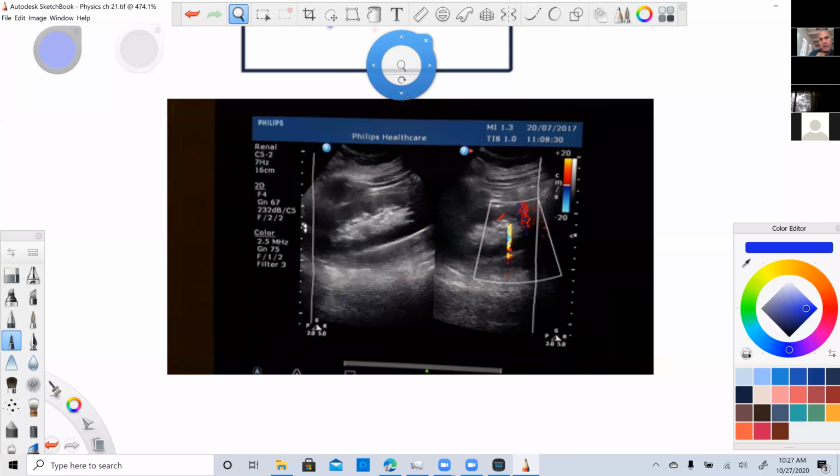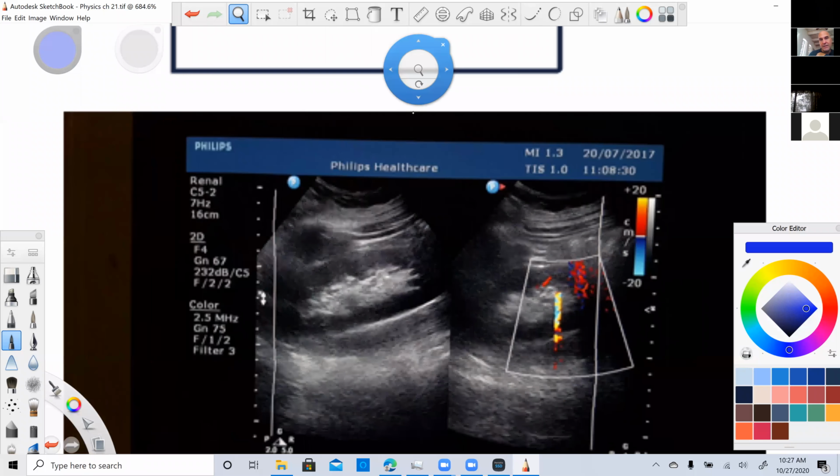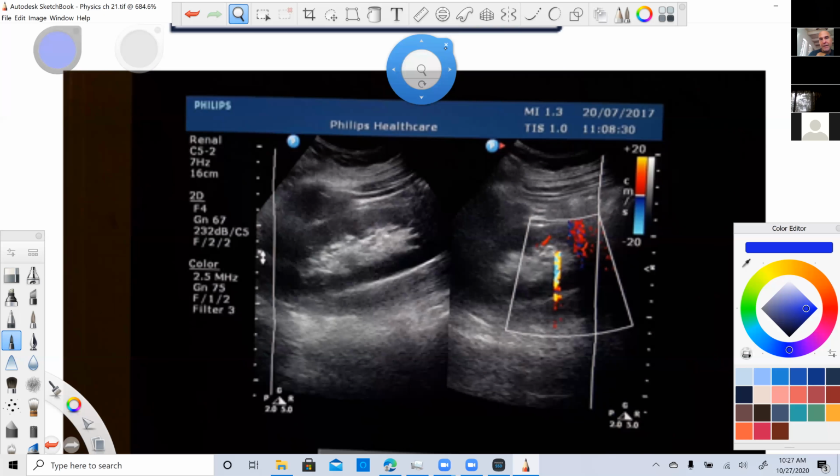Probably a better use for it is in the kidney. A lot of people think kidneys are easy to scan. They are not, they never will be because of this.